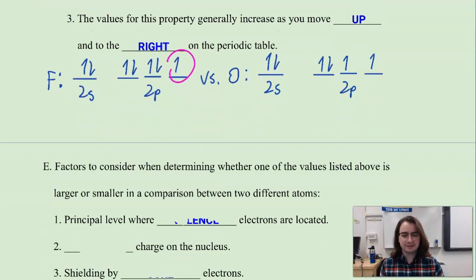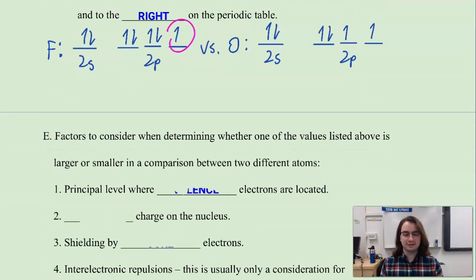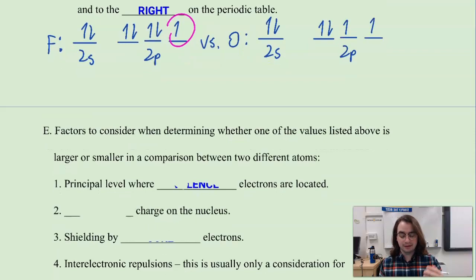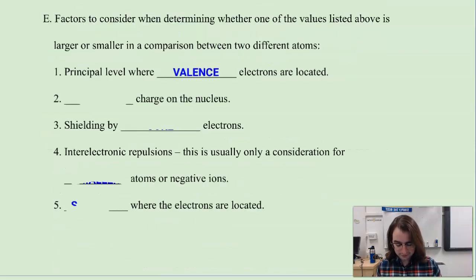So all these things that we discussed are factors that we have to consider when we're talking about trends. So first things first, principal energy levels. Energy levels affect lots of things. And when we're talking about energy levels, we mean, say, for example, sodium and potassium. Sodium is on the third energy level, whereas potassium's on the 4th. Those energy levels factor a lot into all of these different trends.